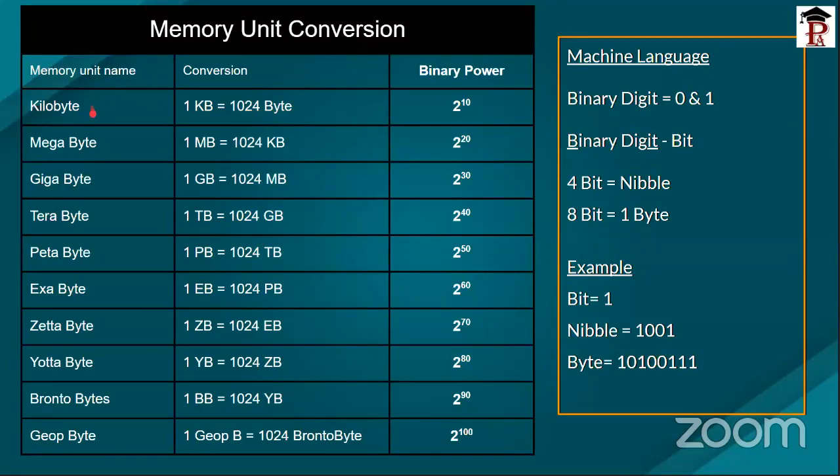Then the memory units in the correct proper list: kilobyte, megabyte. Okay, Pavitra, what do you want to say? I don't get you. Kibibyte is not an option, so why are you giving it? Don't deviate from this. You just follow this. Kibibyte is not available.